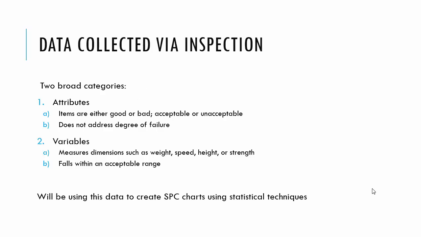So when collecting inspection data, it falls into two broad categories, either attributes or variables. Attributes are discrete events or whole numbers. Often it's either good or bad. That is, it passed or it didn't pass, it failed. Attribute data does not address the degree of failure, only that it failed or it passed. Variable data, on the other hand, is continuous, that is, it can be fractional. Measuring things like height, weight, speed, or strength are capturing variable data.